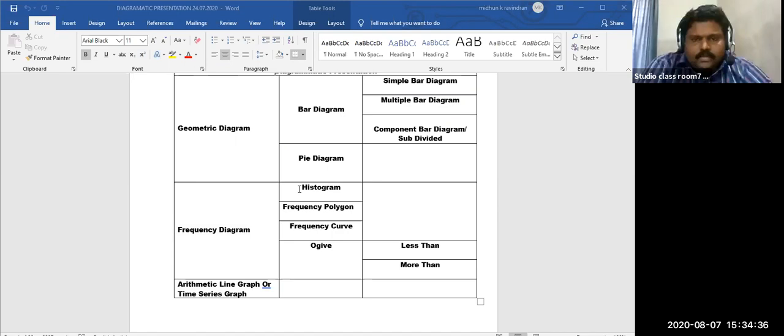One more type of frequency diagram: histograms, frequency polygons, frequency curves, ogives. Again, ogives can be classified into two, that is less than ogive and more than ogive. The third method is called the arithmetic line graph or time series graph.